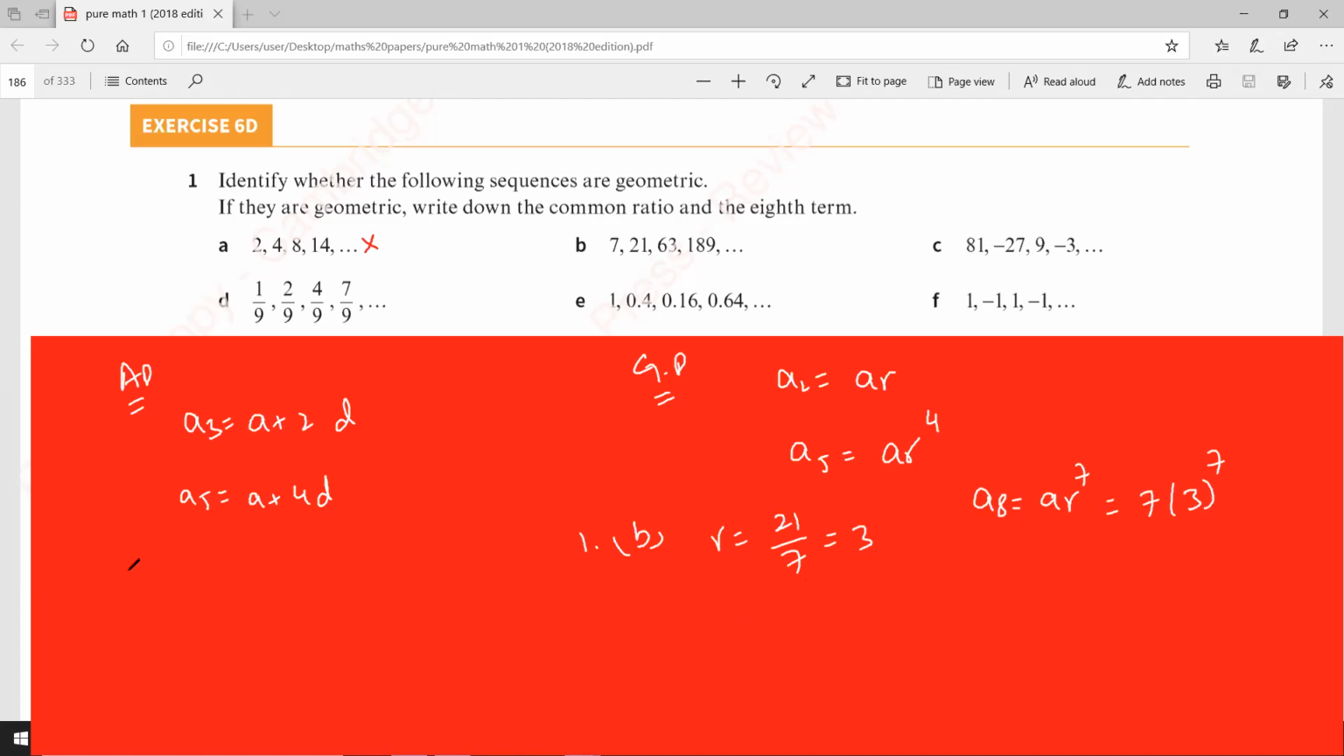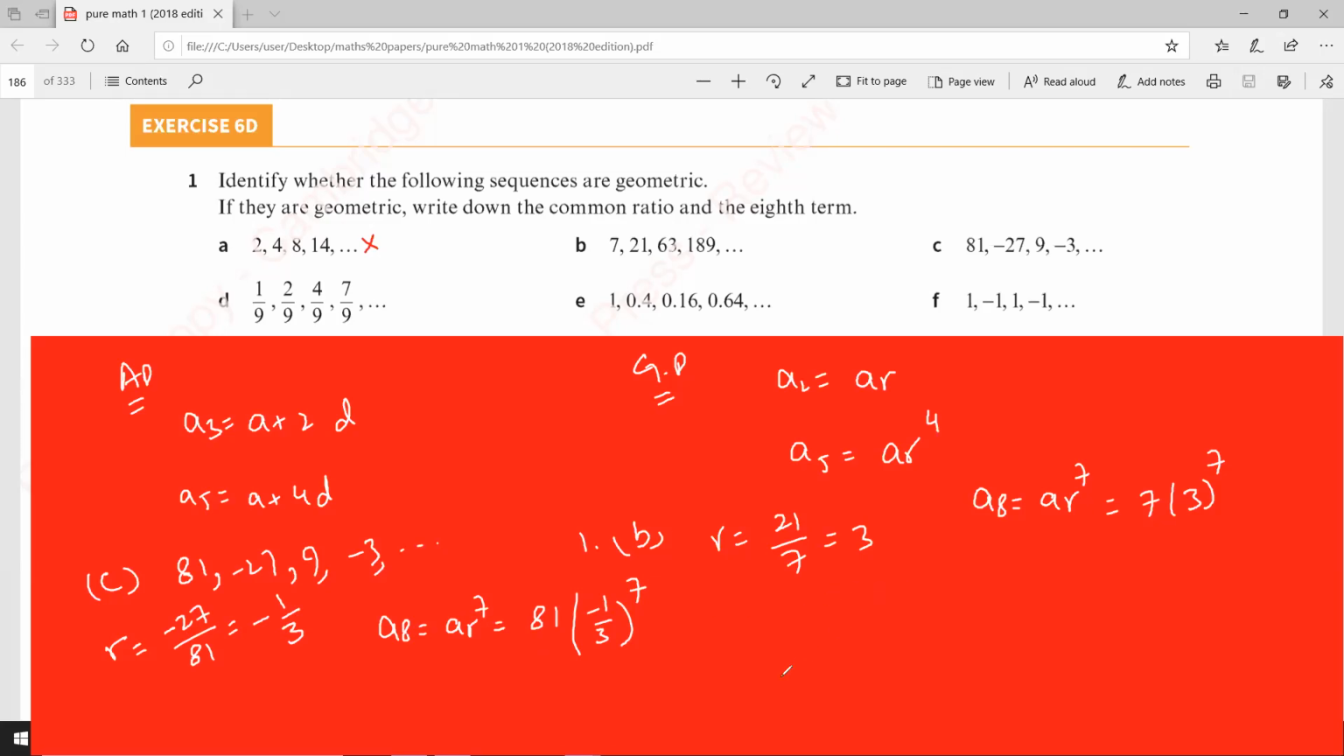If you look at the C part, this R can be positive, it can be negative as well. So your sequence is like 81, then minus 27, then 9, then minus 3, and so on. So what is R this time? Minus 1/3. That is minus 27 over 81. When you simplify this, you get minus 1 over 3. So what will be the eighth term now? Again, that is AR raised to power 7. So your A is 81, and then you have minus 1 over 3 raised to power 7. You can find this through the calculator.